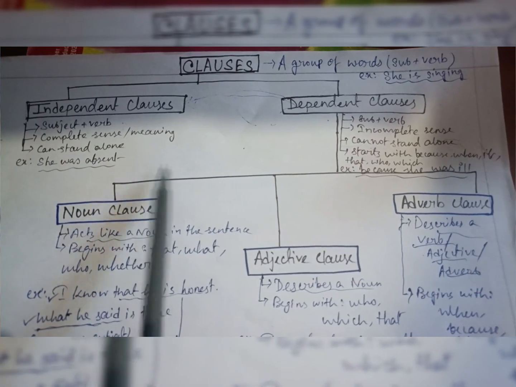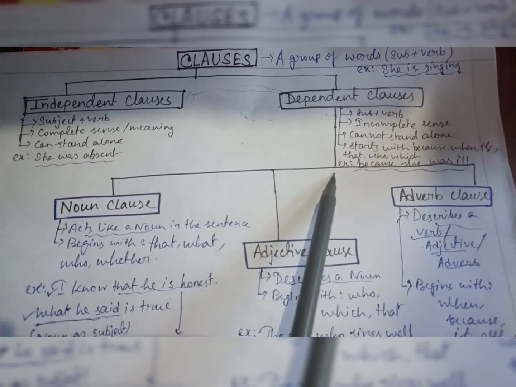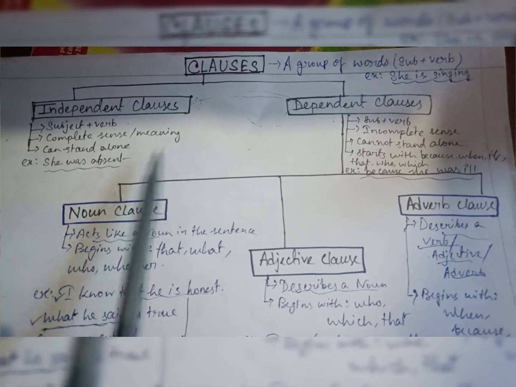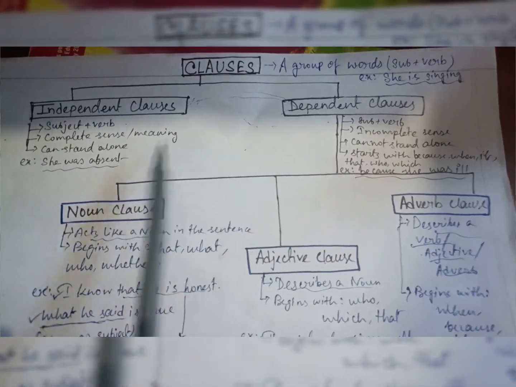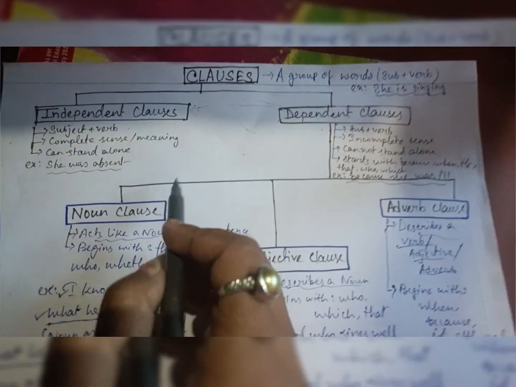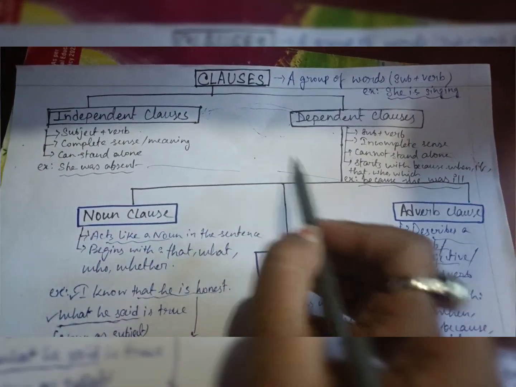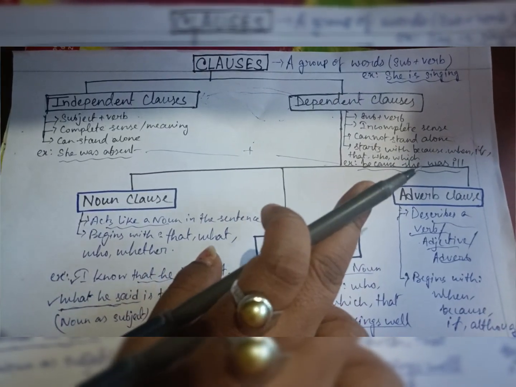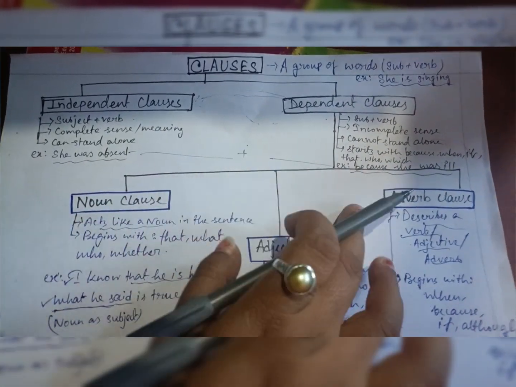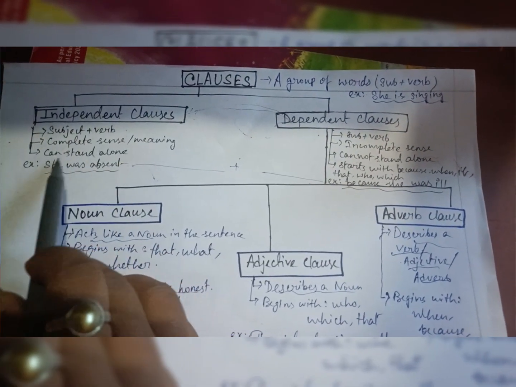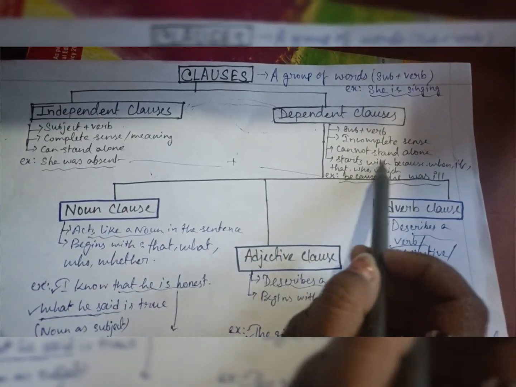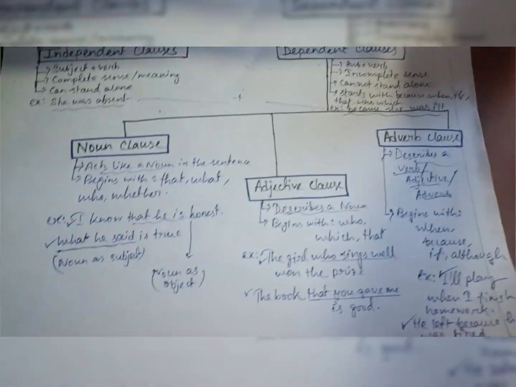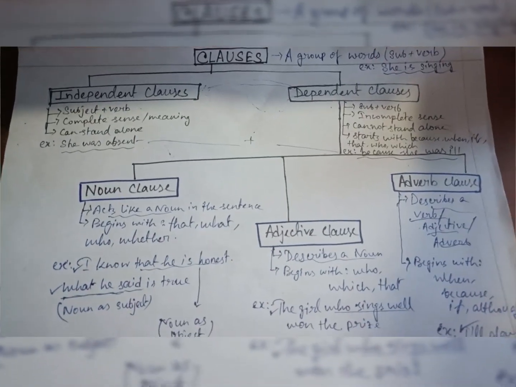So let's take an example. Because she was ill. So, because she was ill, this is the dependent clause. If we join these two, the independent clause and the dependent clause, this will make a complete sentence, right? So in this sentence, that will be the main clause and this will be the dependent clause. She was absent because she was ill. So this is the perfect example of clauses.